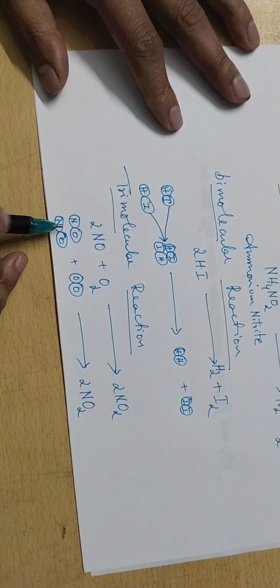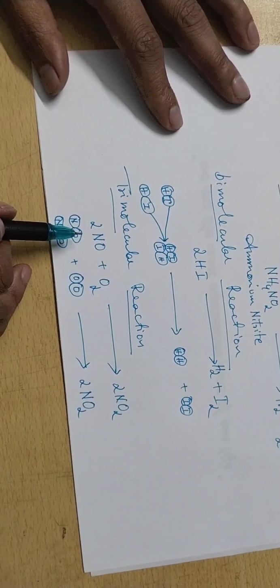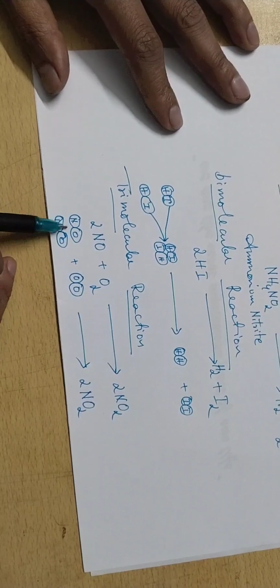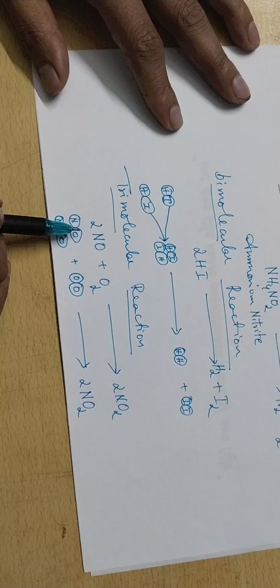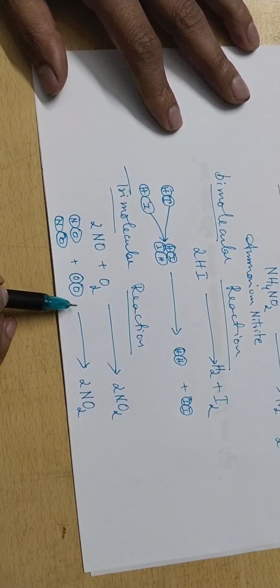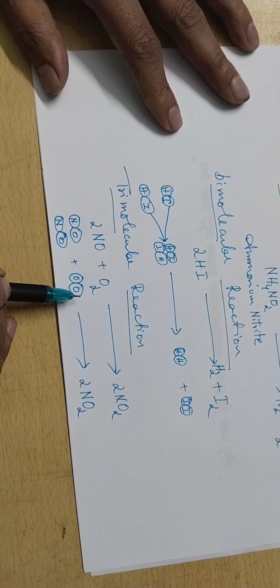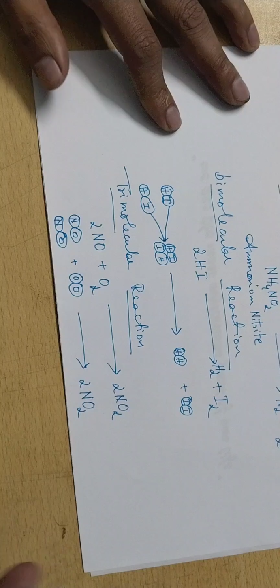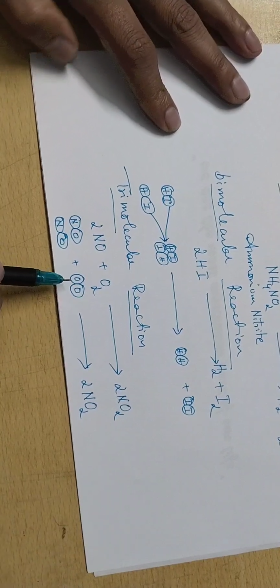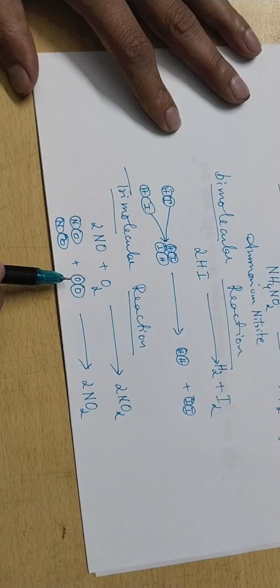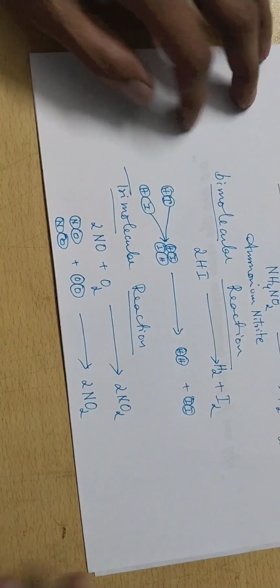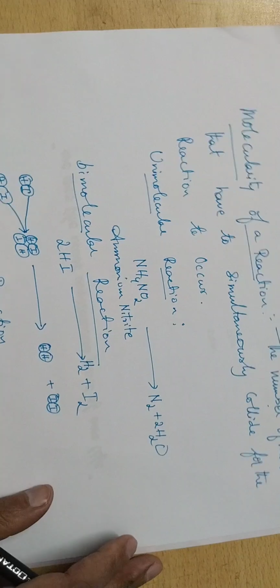If this collision does not happen simultaneously, if only two NO molecules are colliding, or one NO molecule is colliding with another oxygen molecule, the reaction would not occur. We would not get a reaction. So the minimum number of molecules required for the reaction to go forward is the molecularity of the reaction. Hope you have understood this. Briefly I have explained. I am not going into detail of any of these explanations.